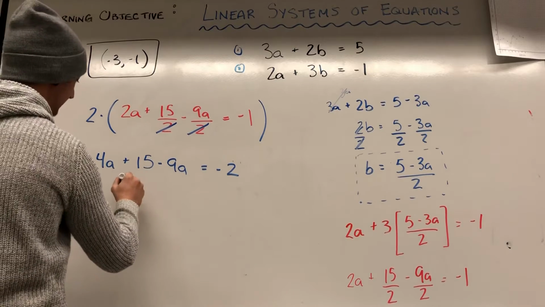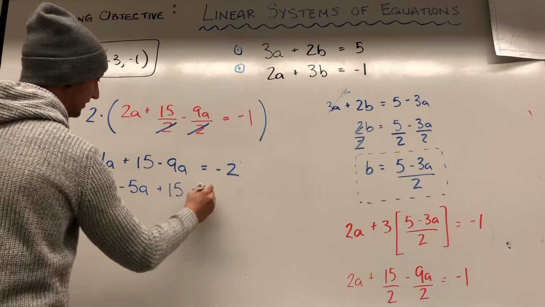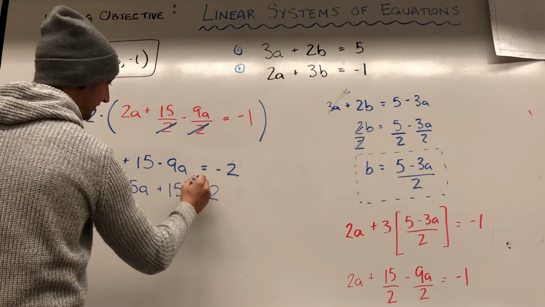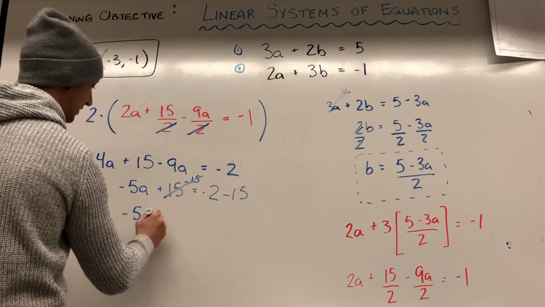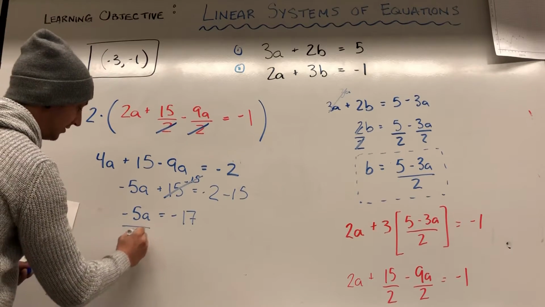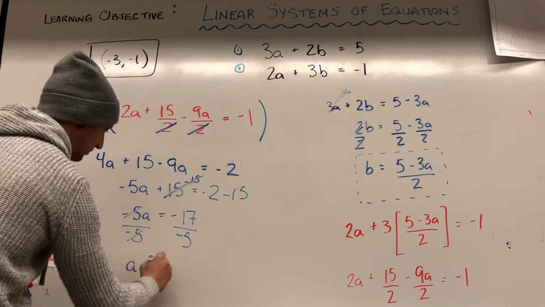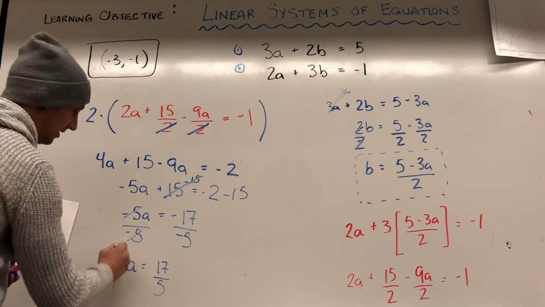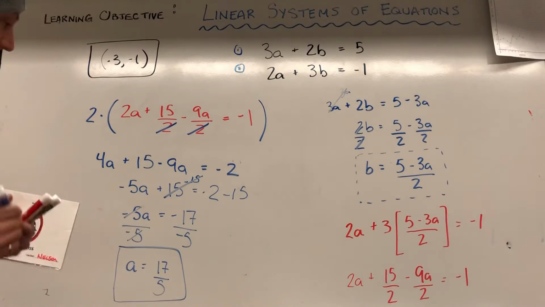4 minus 9, I have negative 5a plus 15 is equal to negative 2. I'm going to move this 15 over, so minus 15 on either side, and I get negative 5a is equal to negative 17. I'm going to divide by negative 5, so I have just a, and I get a is equal to 17 over 5, because negative divided by negative is positive. Not a very nice whole number, but that's the way the cookie crumbles.